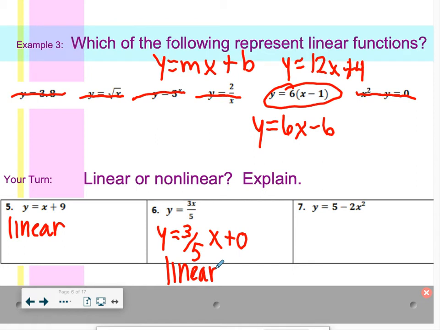And then obviously not. Right, so it has an exponent of 2. That's not linear. That's eventually gonna match a parabola. It looks like a U. So non-linear. Are we done? Almost. We have, I think, one on the back we're gonna do.